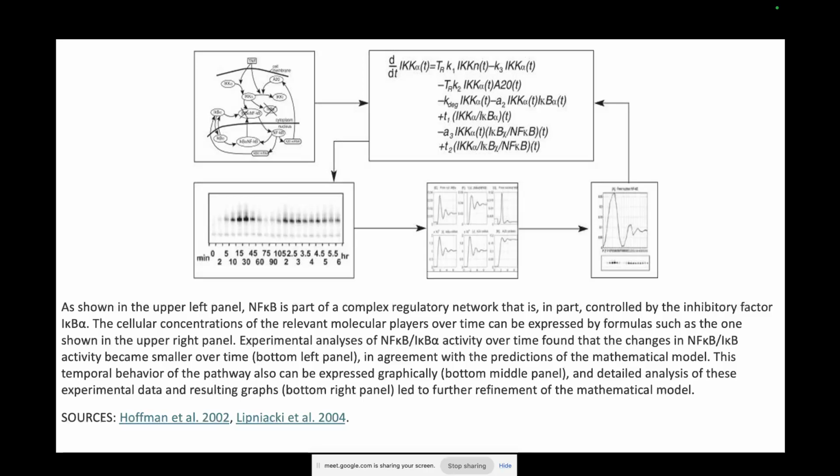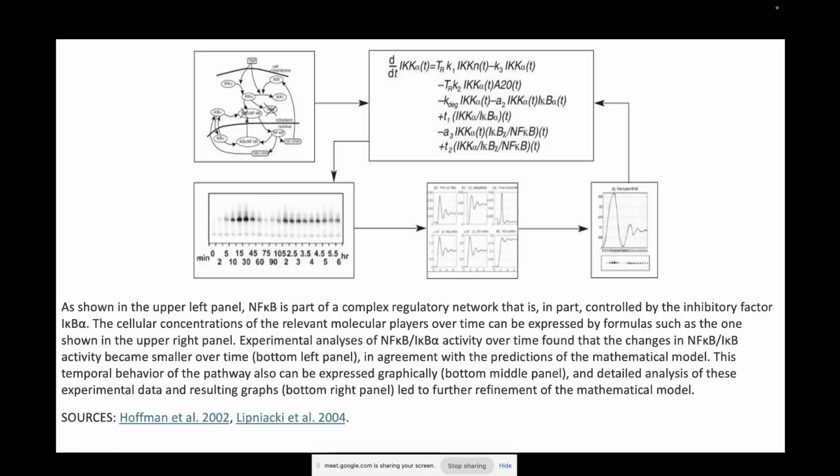So this is how it is. As I said, NF kappa B is a complex regulatory network that is controlled by the inhibitory factor I kappa B alpha. The cellular concentrations of the relevant molecular pairs over time can be expressed by formulas such as shown here. So this is basically I kappa B alpha and different concentrations of NF kappa B.